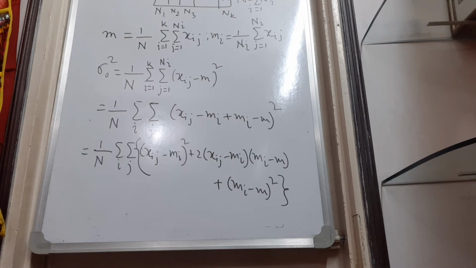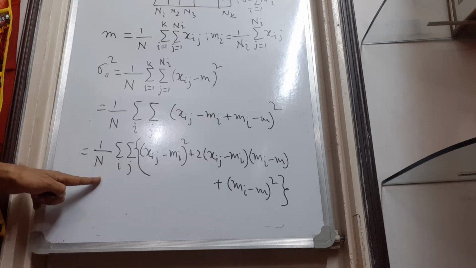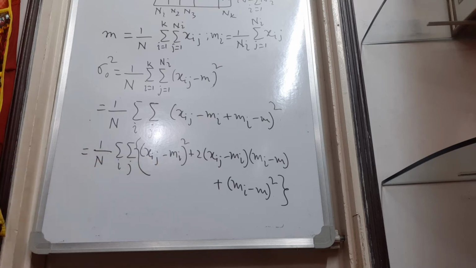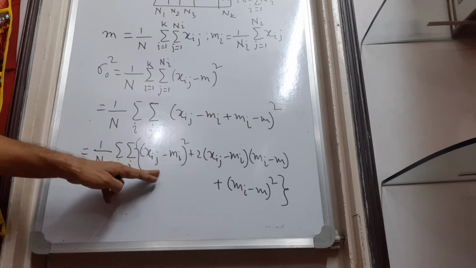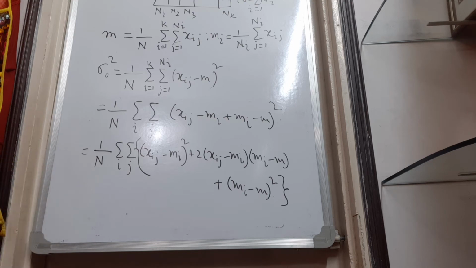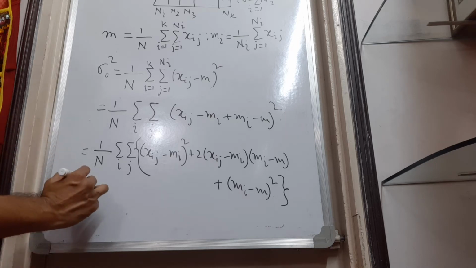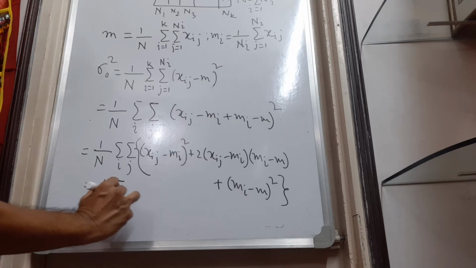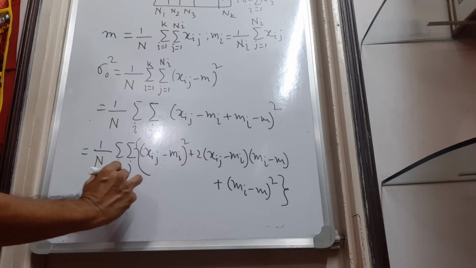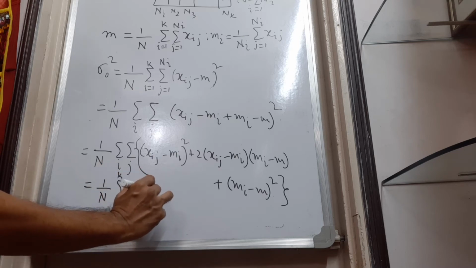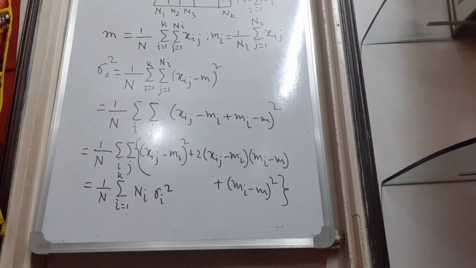Now, you can see that the first term is precisely the definition which we have written for sigma_i square, provided we replace this with n_i, and we can write it as 1 by N summation i equal to 1 to k of n_i sigma_i square.